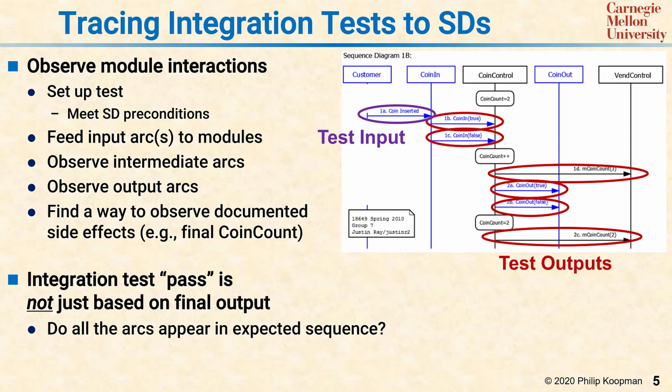What this example illustrates is that an integration test is not simply a pass on the final output, but rather, did all the arcs appear in the expected sequence? Did all the timings happen as you expected? Did all the side effects happen as you expected? In other words, it is not simply that the pieces managed to work together more or less. It's that they managed to work together exactly as they're supposed to according to the high-level design.